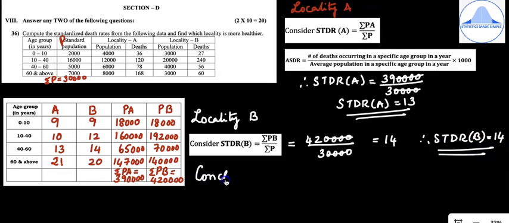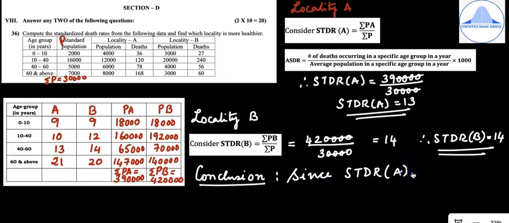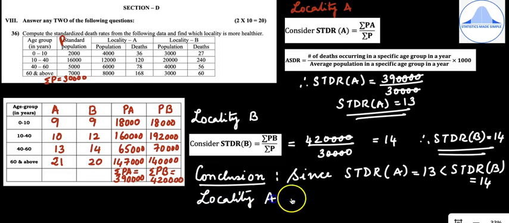Now coming to the last part, which is the conclusion. We have to find which locality is healthier. Whichever locality's death rate is lower, that locality will be healthier. So write the lesser value first. The conclusion is, since STDR of A is equal to 13, which is less than STDR of B, which is equal to 14, locality A is healthier.